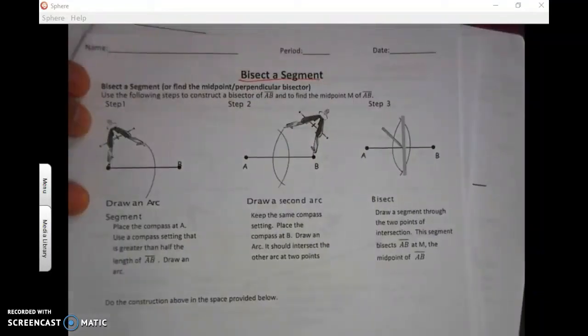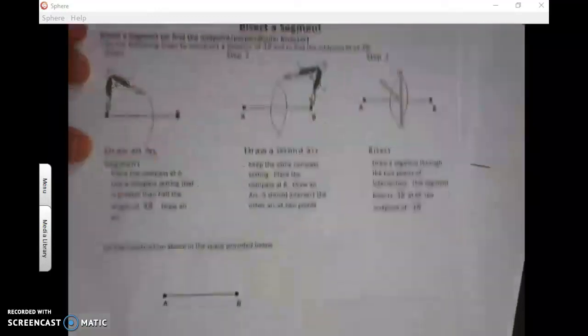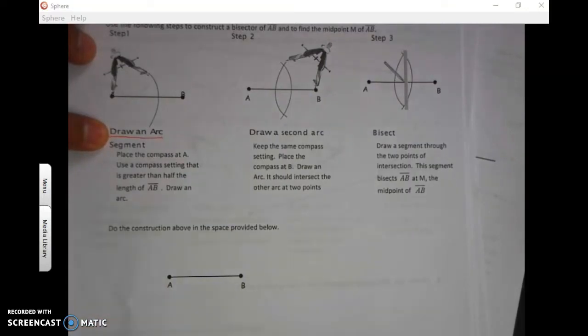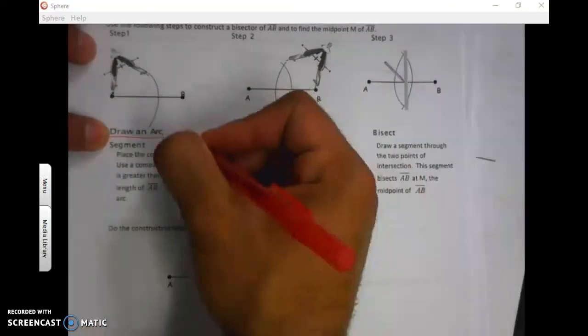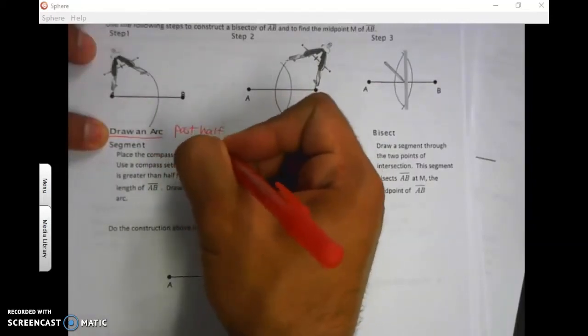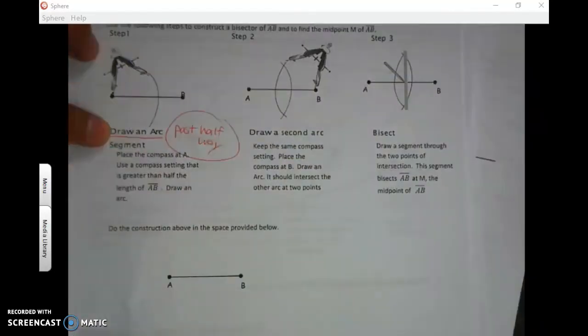So what is step 1 right here? Draw an arc. So in our example down here on AB, our first step is to draw an arc. I need you to add this on there. So please write this right here. When it says draw an arc, I put past halfway. Very important. If you don't do it past halfway, it's not going to work.